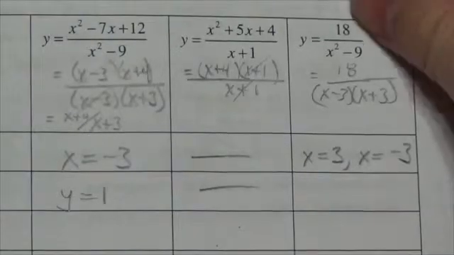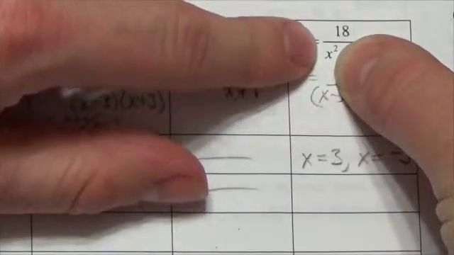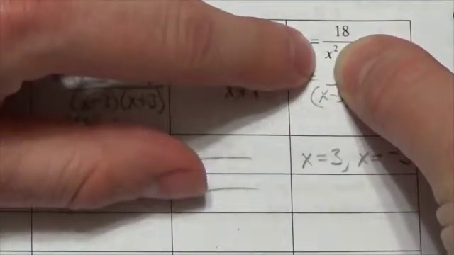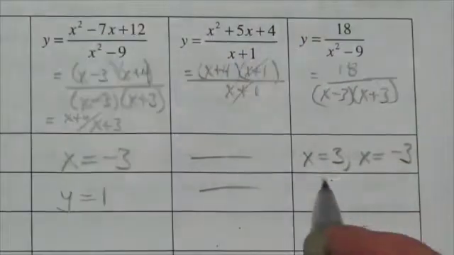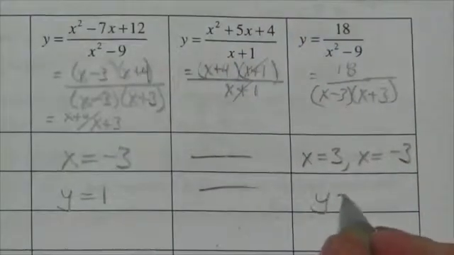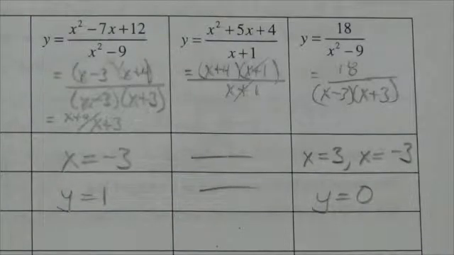Here, notice in this case, if you drop off every other term, you're left with 18 over x squared. Well, as x gets larger, this whole fraction is going to get smaller. It's going to approach 0. So again, my horizontal asymptote is going to be 0.